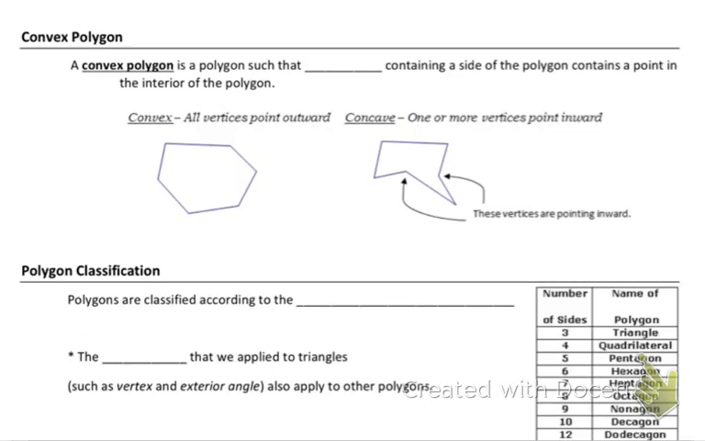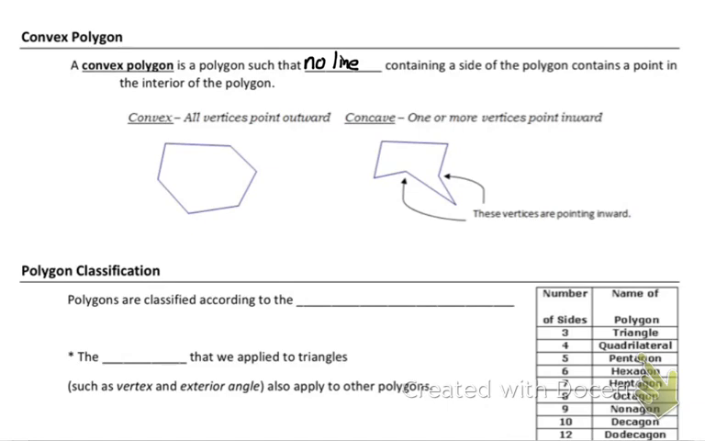All right, the next thing we're going to talk about is convex polygon. A convex polygon is a polygon such that, and if we look down there, convex, we have all our vertices pointed outwards, so such that no line containing a side of the polygon contains a point in the interior of the polygon. So convex means all of them are basically outside. They're all pointing out.